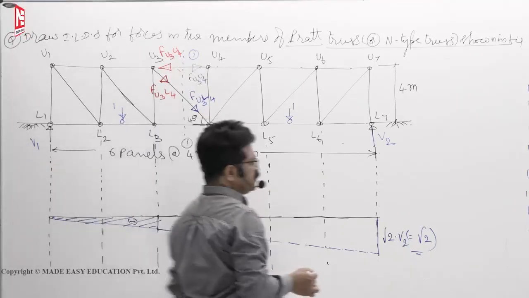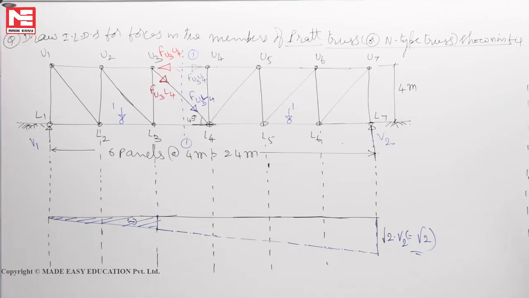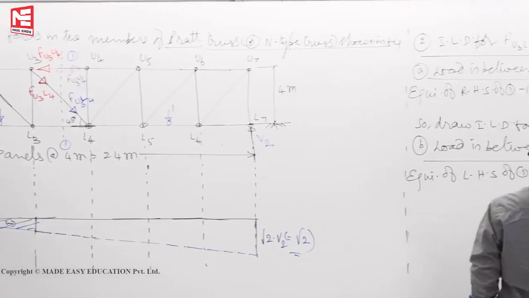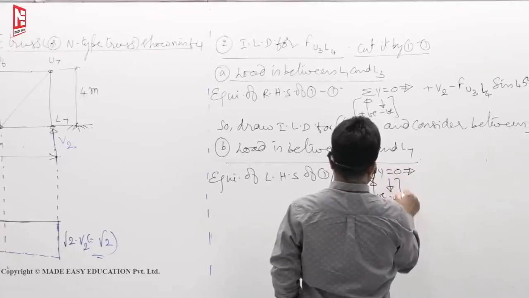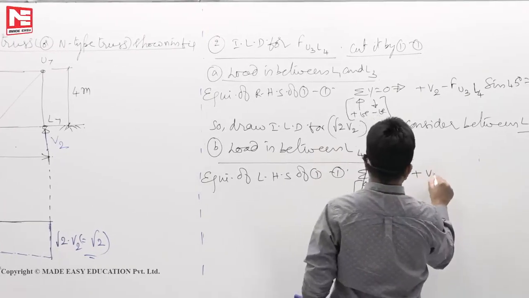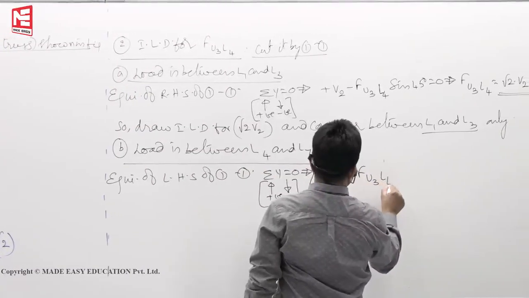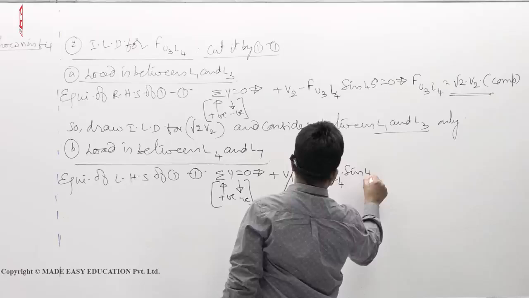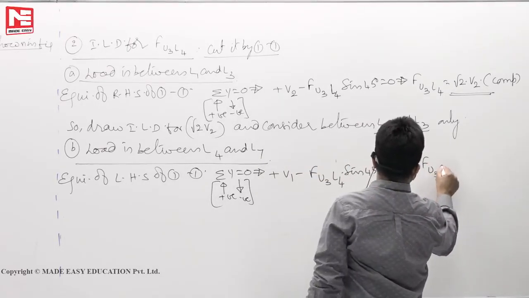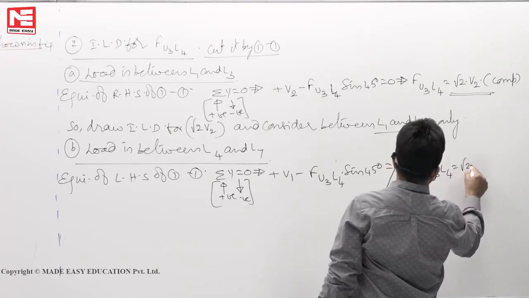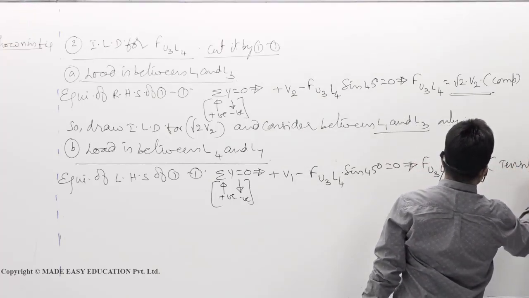So equilibrium of LHS of 1 1. Now here you will write sigma y is equal to 0. Upward positive, downward negative. Plus V1 because acting upward minus FU3L4 sin 45 must be 0. So you will get FU3L4 is equal to root 2 times V1. Arrow mark is away from the joint, so tensile.